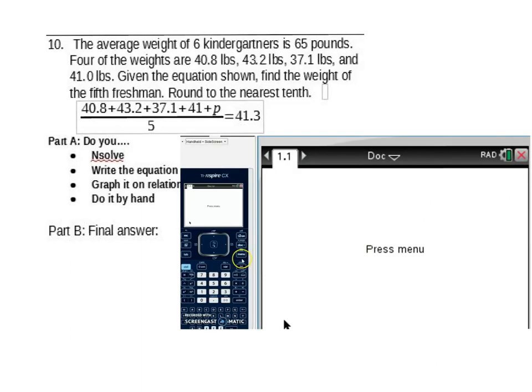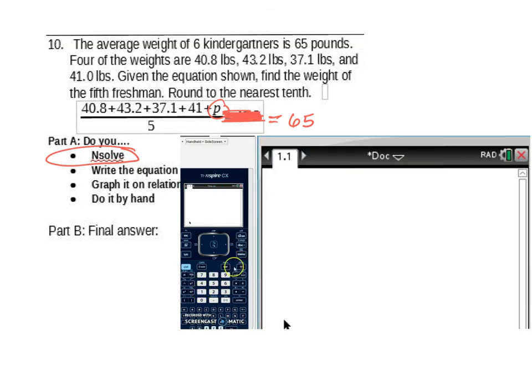Okay, so the last problem is the average weight of 6 kindergartners is 65 pounds. 4 of the weights are 40.8, 43.2, 37.1, and 41.0. Given the equation shown, find the weight of the 5th freshman. Round to the nearest 10th. So I crossed it out already on your paper, but I'm going to cross it out here. I should get equals 65 pounds. And since we have one variable, I'm going to show you how to do this on nSolve.